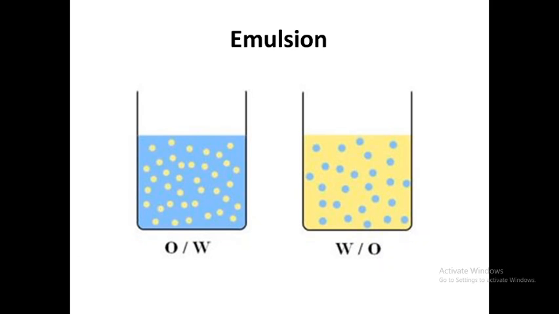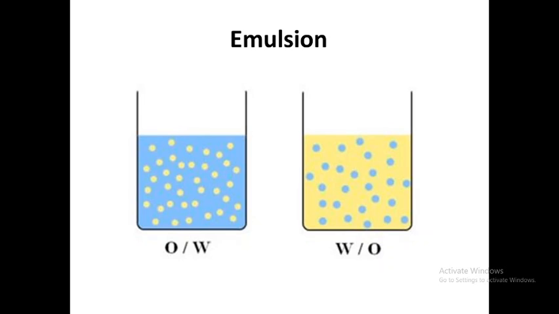So what is emulsion? It is basically a biphasic system where two immiscible liquids are there. Out of these two immiscible liquids, one liquid is dispersed as fine globules in the other liquid. So this is basically emulsion, which consists of two different phases.